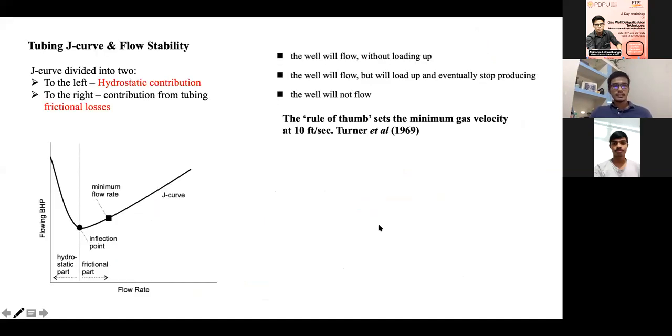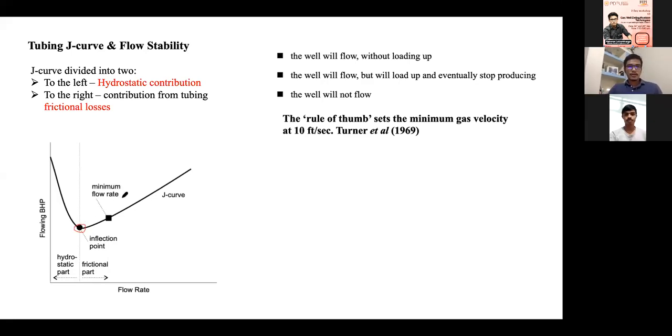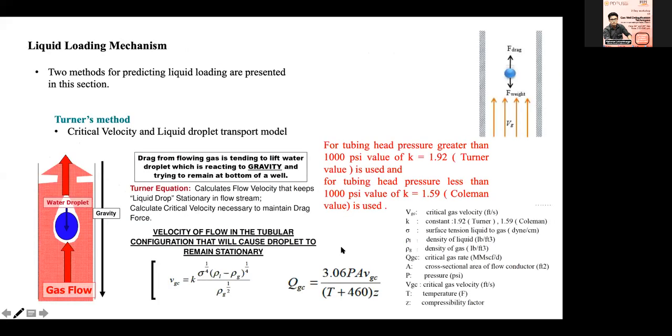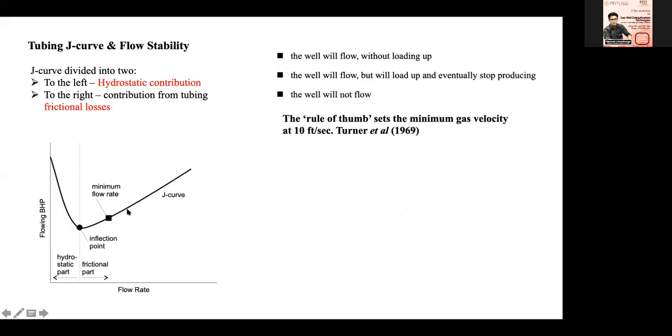Now let's understand this liquid loading from your tubing performance curve. Like I said before, you have two regions, the hydrostatic part and the frictional part. And this is the inflection point where your curve slope is 0. Now you are able to find your critical gas rate from this formula. Let's say this is your critical gas rate.